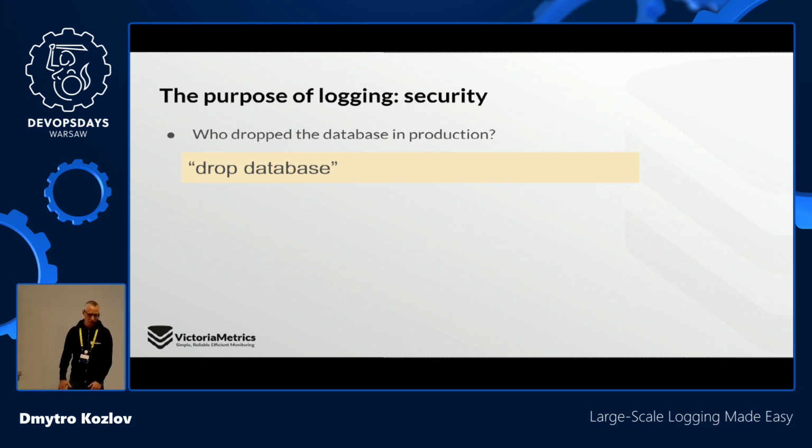The next purpose of a logging system is security. DevOps engineers and SRE engineers should check what happens with their infrastructure. Maybe some developer can, for example, drop your database in production, and you should know what happened and who did it. You can just enter a drop database message in your query, and the log system should show you the whole information about this message. If you find it, you should check what happens in your production with your database.